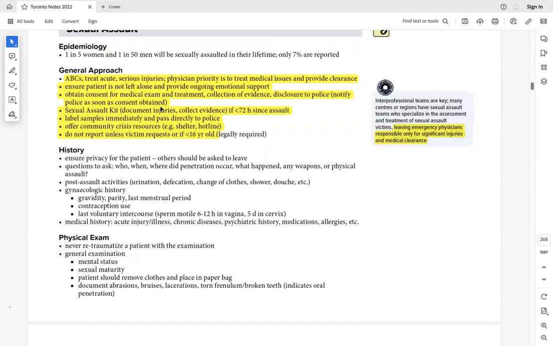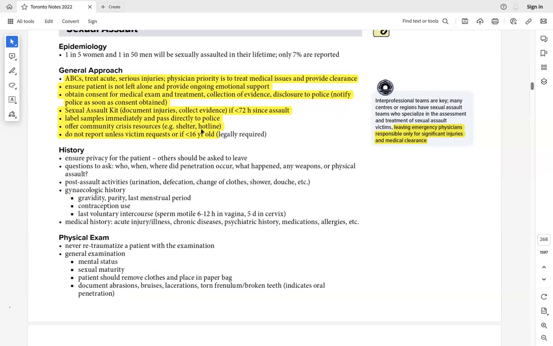Along with that, we will take all the evidence in the sexual assault kit if the sexual assault occurred less than 72 hours ago. If the patient is less than 16 years old, we have to report it, even if they are consenting or not consenting. But if the patient is 16 years or older, then we require the consent of the patient. If the patient gives consent, then we report it. If they do not give consent, we do not report it.